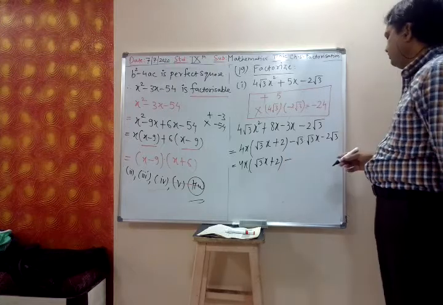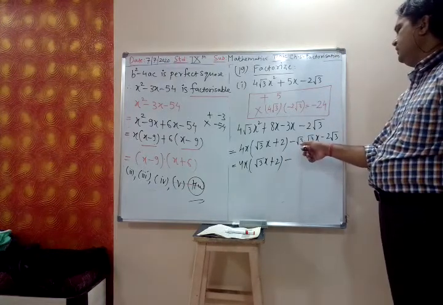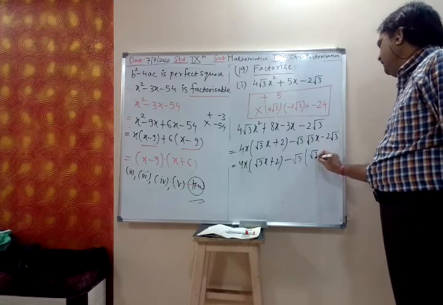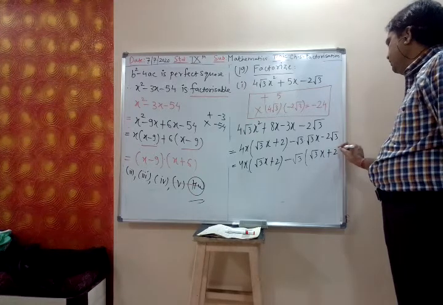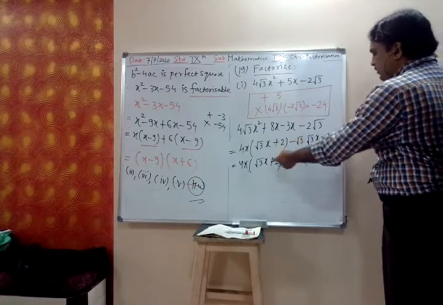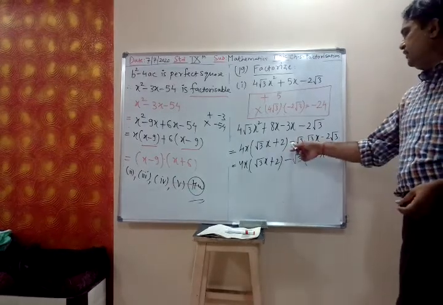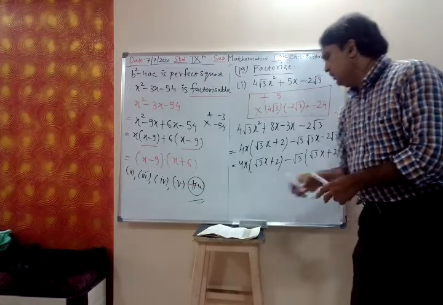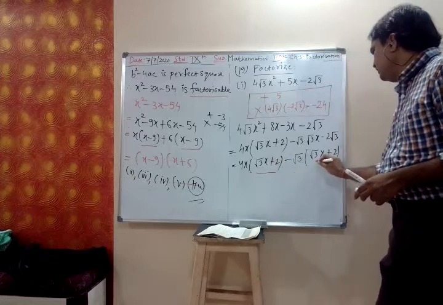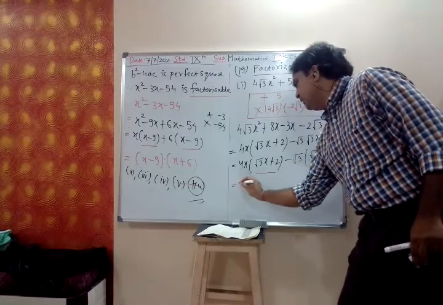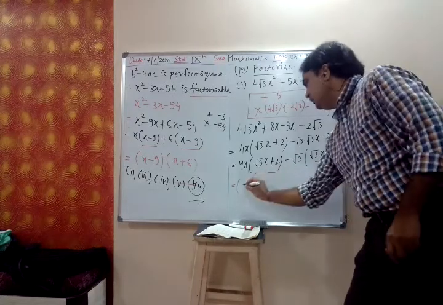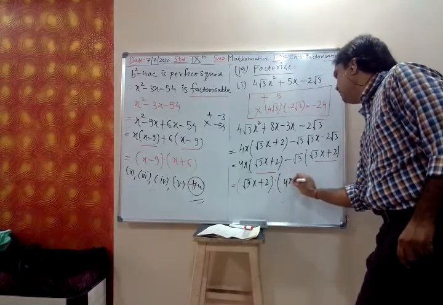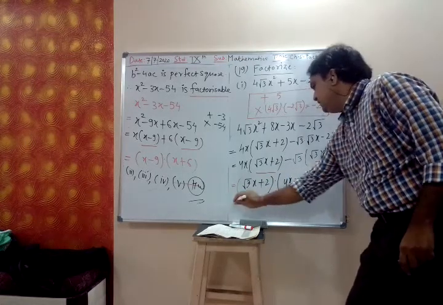Now what is common in them? Root 3 is common. So what is left? Root 3x plus 2, because minus I have taken outside, so inside it will be plus. Now what is common? Root 3x plus 2 is common. Then what is left? 4x minus root 3. And this is the answer.